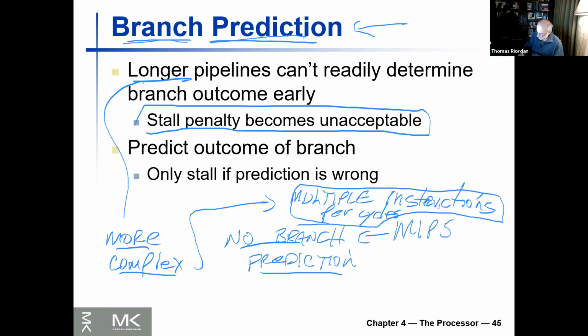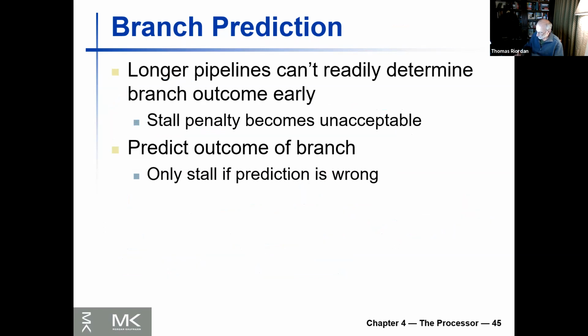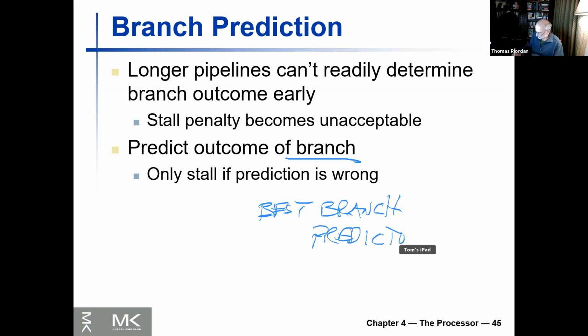So instead, once we see a branch for the first time, from then on, we're going to predict what the outcome of that branch will be. And there's a whole science. Many PhDs wrote their theses on how to do the best branch prediction. This is a problem that's been worked on for years and years now.